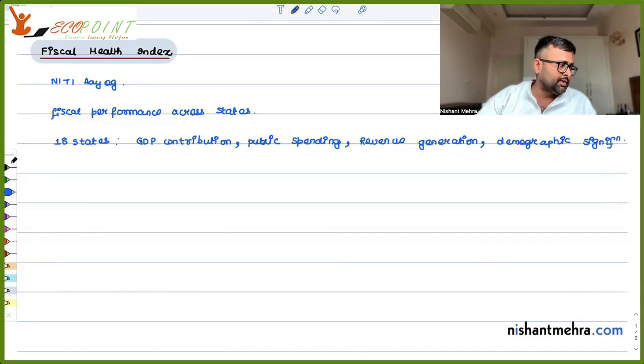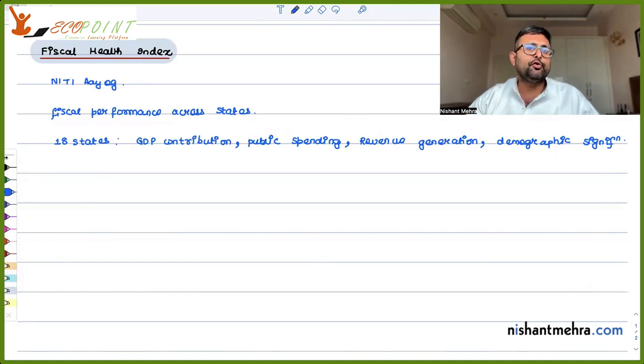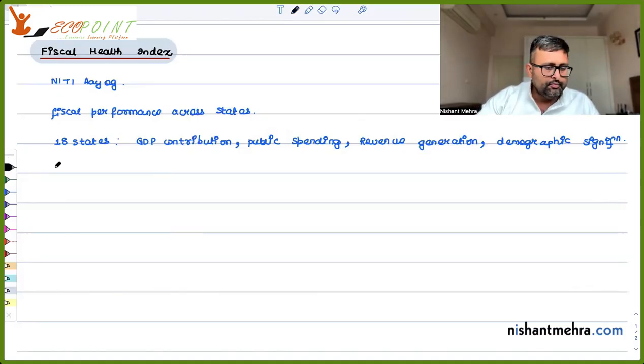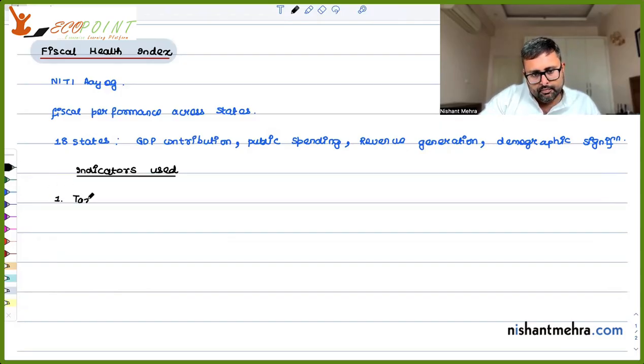And demographic significance, right? So they have created a composite index for each state. Now, there are different parameters on the basis of which they have created this index. What are the different indicators which are used? One is tax buoyancy.